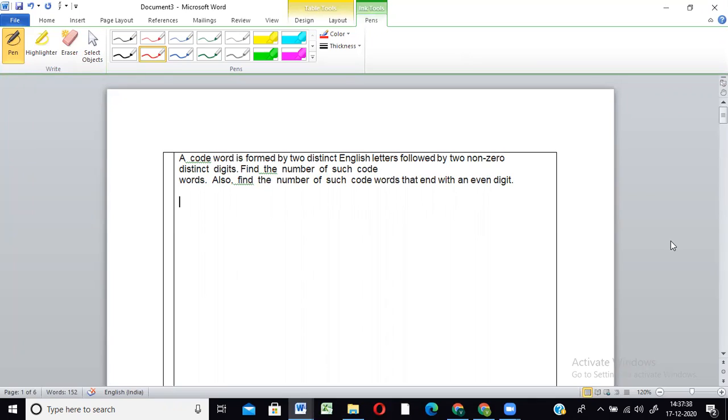A code word is formed by two distinct English letters followed by two non-zero distinct digits. Okay, a code word is formed by two distinct English letters. The word distinct means different. Different means that an alphabet already used cannot be used again. So this is like without repetition, right? It is not straightforwardly given in the question as without repetition, but the word distinct itself means that the English letters are not repeated. Different means it is without repetition.